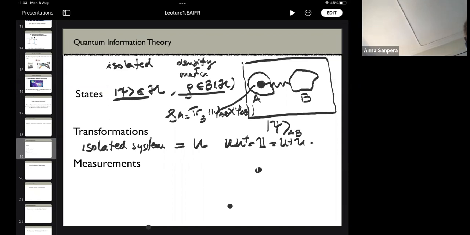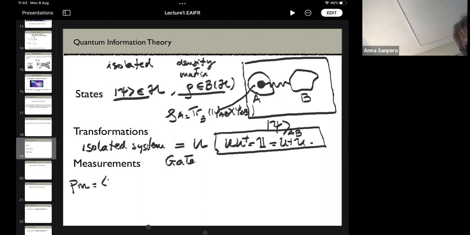So they have to be unitary. And this thing, a unitary transformation, is what we will call a gate, a quantum gate. It will be like that. And then we have measurements, that quantum mechanics tells us we have.